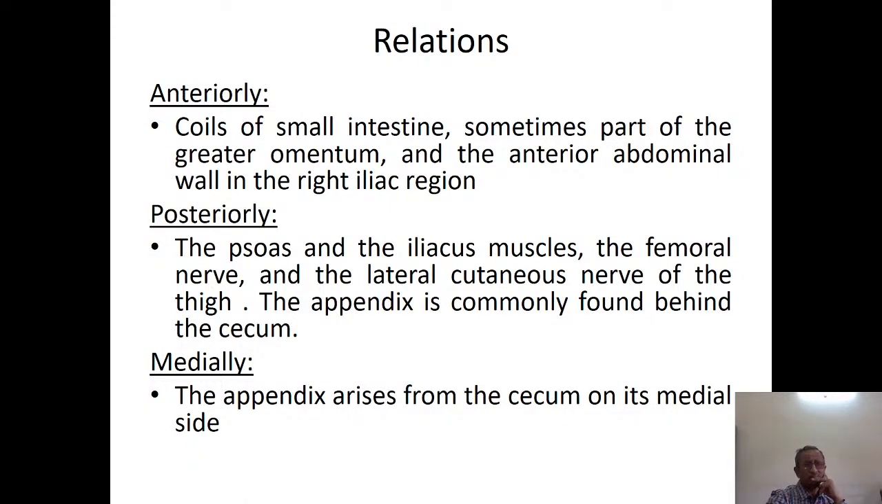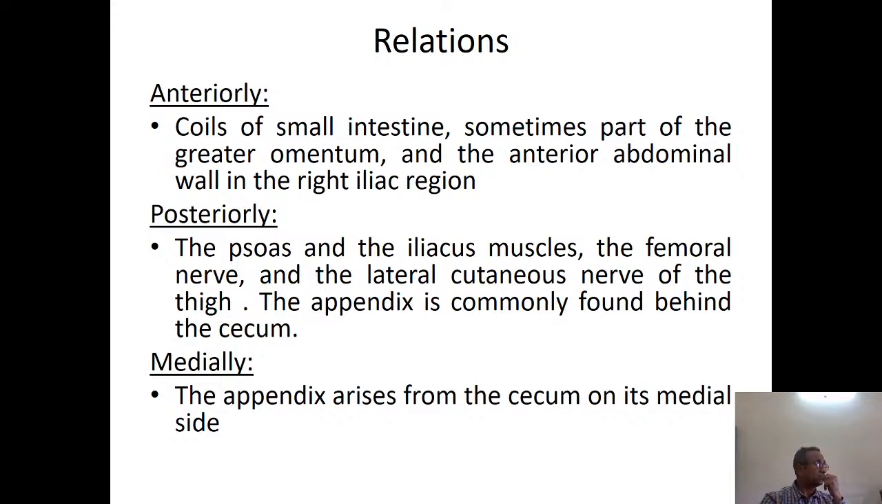Now the relations of the cecum. Cecum is related anteriorly, that means anterior to cecum we are having the small intestine, sometimes parts of greater omentum and anterior abdominal wall. So in the right iliac fossa, we are having the anterior abdominal wall. Behind that there may be a part of greater omentum, and behind that we are seeing coils of small intestine, and finally we are seeing the cecum. And posteriorly, that is behind the cecum, we are seeing psoas and iliacus muscles, the femoral nerve, the lateral cutaneous nerve of thigh, and appendix is commonly found behind the cecum.